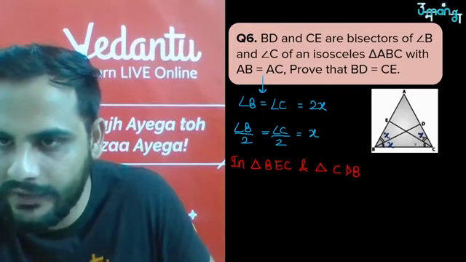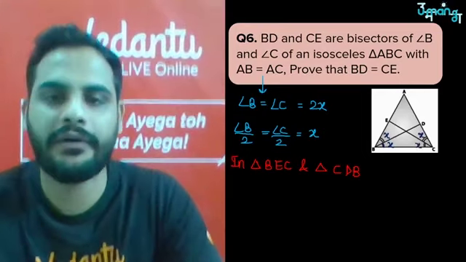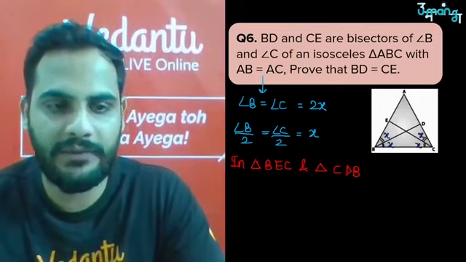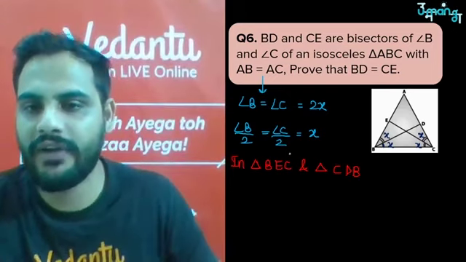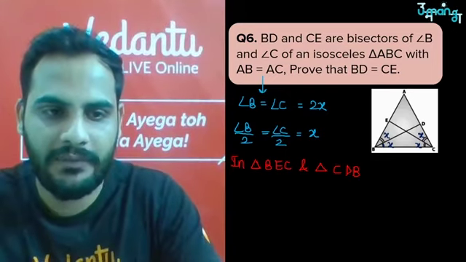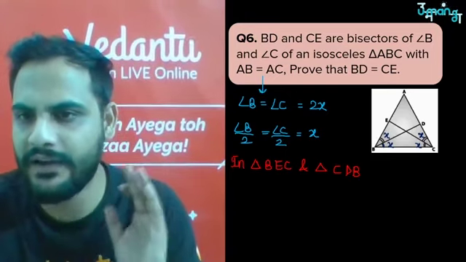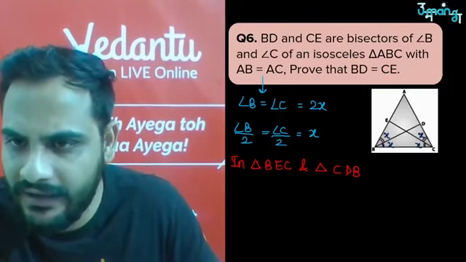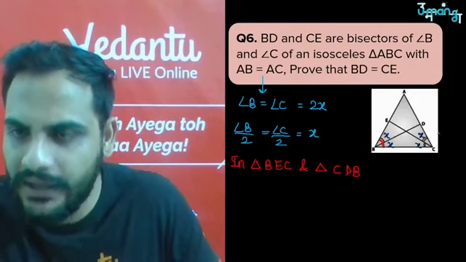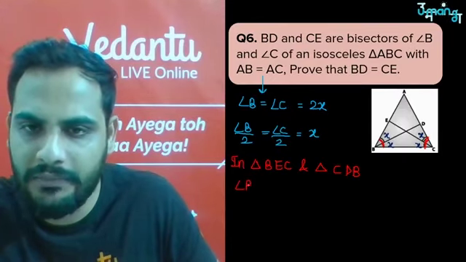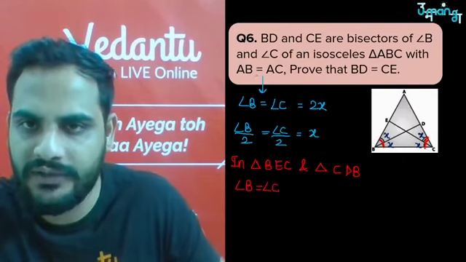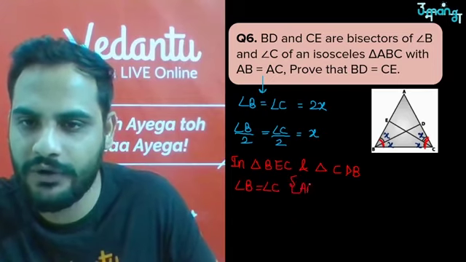This angle is also x, this angle is also x. Okay, beta, look, we know angle B and angle C are equal, their bisectors are there, so these two angles are also equal. So in triangle BEC and CDB, the first thing I can say is, in triangle BEC I have this angle B, and in this triangle CEB I have this angle C. Angle B is equal to angle C because AB was equal to AC.